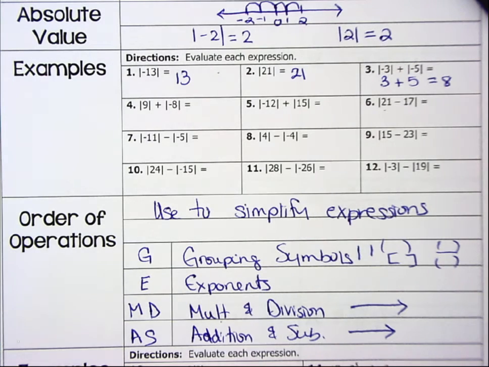So, order of operations. First thing you do is you check to see if there are any grouping symbols. If there are, you take care of whatever's inside those grouping symbols. Then you move on to exponents, simplify any exponents. Then we move on to multiplication and division, checking from left to right. And then last step is addition and subtraction, checking from left to right.